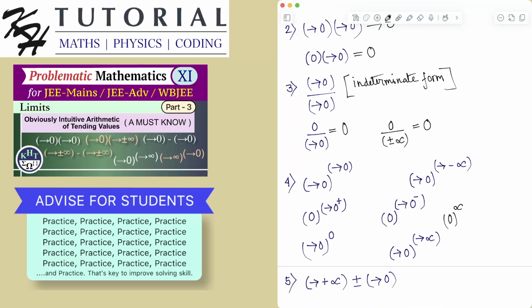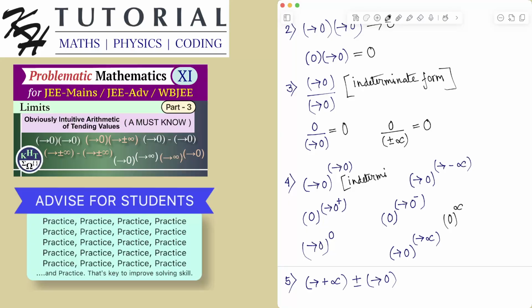Fourth one, we have tending to 0 raised to the power tending to 0. This is an indeterminate form, because we cannot immediately say deterministically to what value this exponential form will tend. We use some special method for solving limiting problems which are of this form. So this is also an indeterminate form.